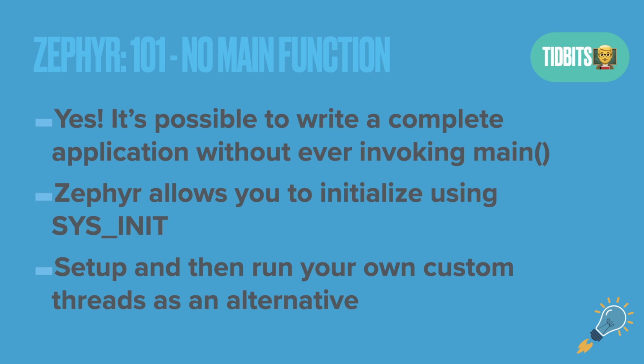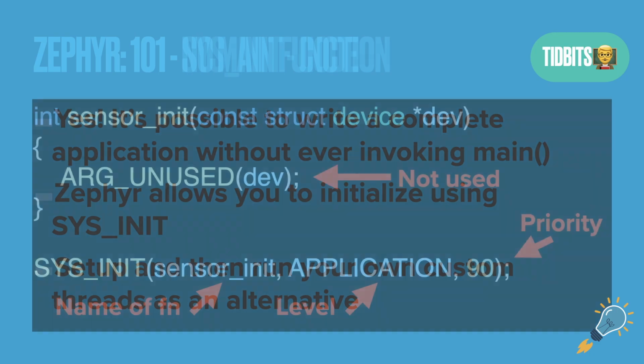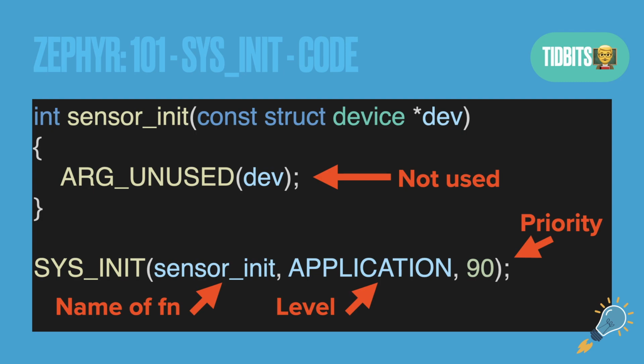Then you can run your own custom threads or work queues or anything else that you'd like to do, or the system work queue if you don't want to branch out and create your own. So there's a lot of options for you, and we'll go into the details right now.